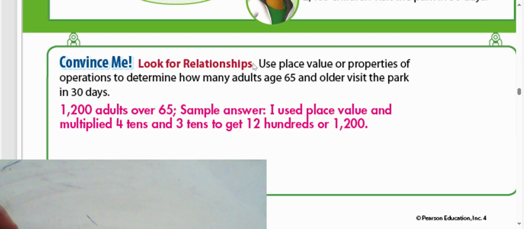Look for relationships. Use place value properties and operations to determine how many adults age 65 and older visit the park in 30 days. We can write the result here: 1200 over 65. The simple answer: you can use the place value and multiply 4 tens and 3 tens to get 12 hundreds, or 1200. Understood?